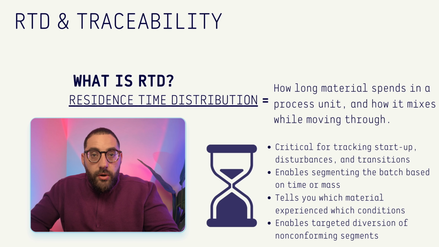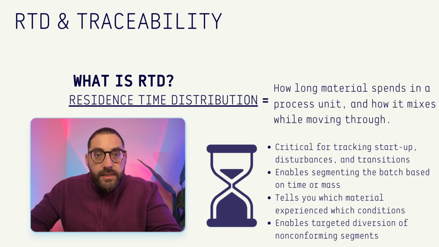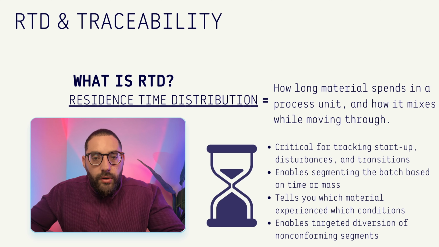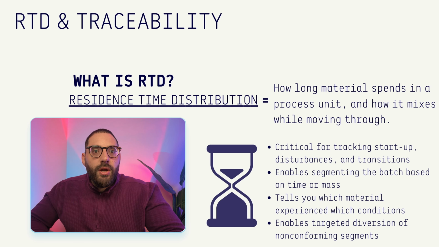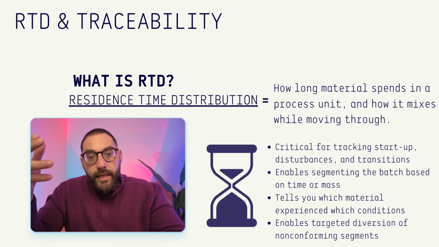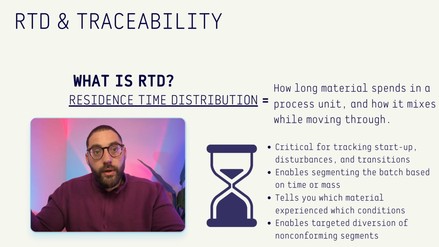And so it allows a manufacturer to determine which portion of the material experienced the disturbance and which portion didn't. And having that capability is critical for traceability because it allows you to identify which material was affected, define the boundaries for the material, and it allows you to quarantine, investigate, and if you need to divert only the impacted segments of a batch rather than having to scrap or reject a huge quantity of product that would otherwise be acceptable. And in many ways, RTD is one of those tools for continuous manufacturing that make it practical from a quality perspective.